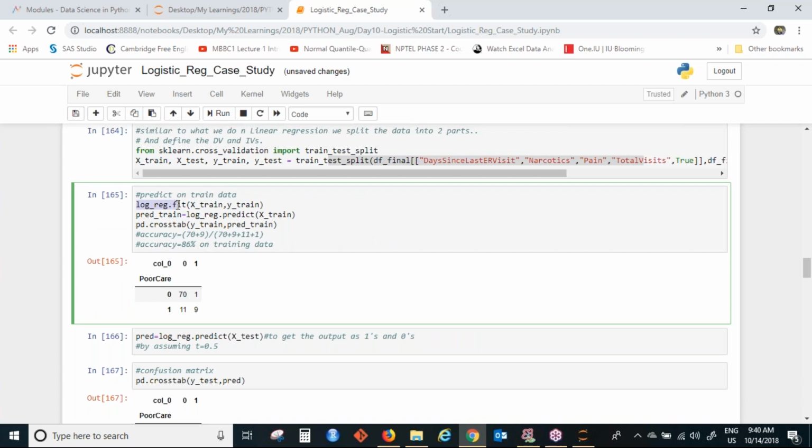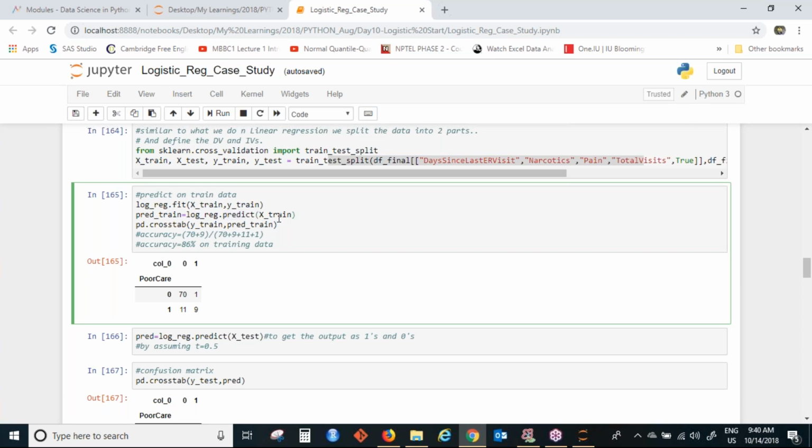So for logistic regression, you will fit the model by giving the independent variables of training data and the dependent variable of training data, and then you will predict. So how will you predict? You will write the name of the model dot predict, same way as you did for linear regression.